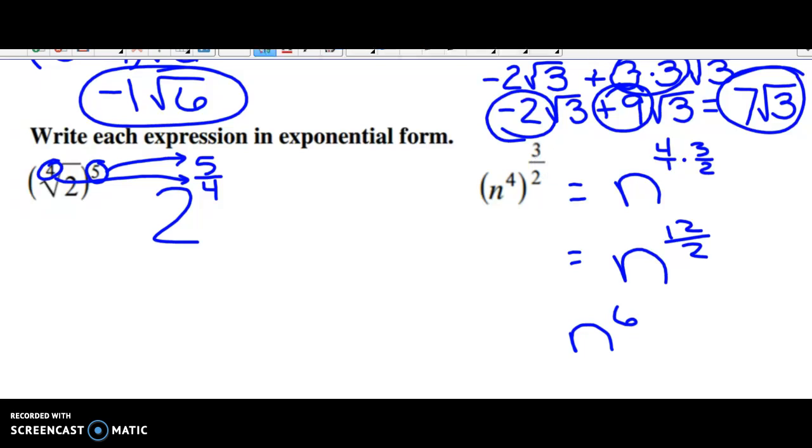So I'm going to write it as 4 over 1 times 3 over 2. You only multiply the numerator, so it comes out to be 12 over 2. And that comes out to be n to the 6th power. All right, let's go on and try solving some equations.